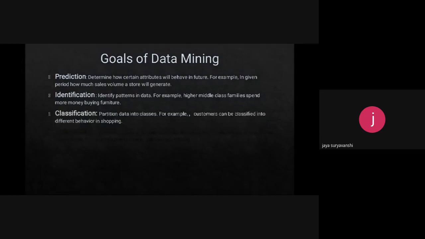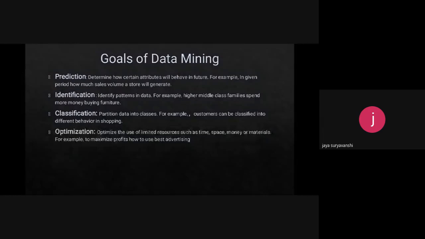Next is classification. In classification, we partition data into classes. For example, customers can be classified into different behaviors in shopping. I would like to give an example: if you are buying shoes with socks, this pattern will happen. So if you are searching for shoes, related searches of socks will pop up on your tab.